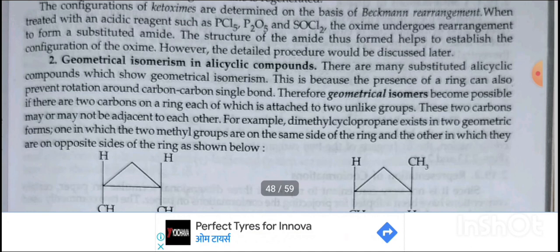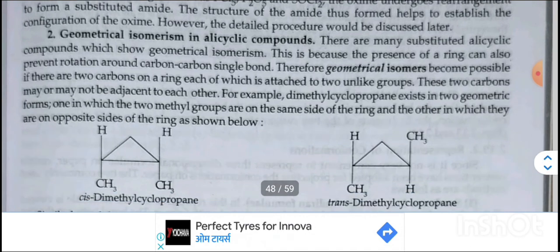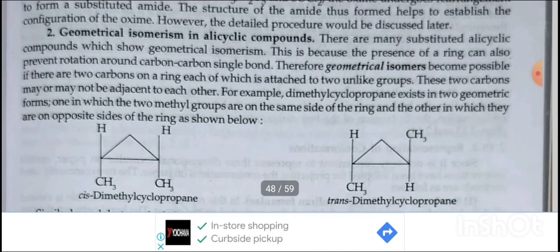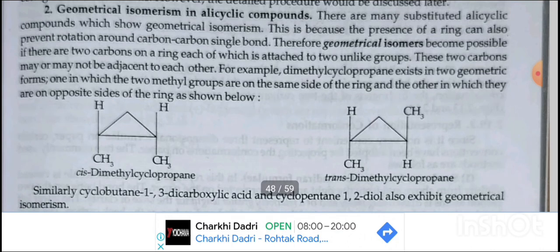Geometrical isomerism in alicyclic compounds. There are many substituted alicyclic compounds which show geometrical isomerism. This is because the presence of a ring can also prevent rotation about a carbon-carbon single bond. Therefore, geometrical isomerism becomes possible if there are two carbons on a ring, each of which is attached to unlike groups. These two carbons may or may not be adjacent to each other.